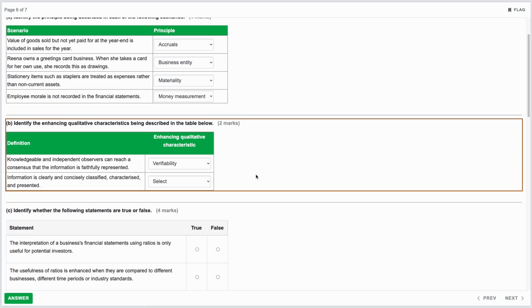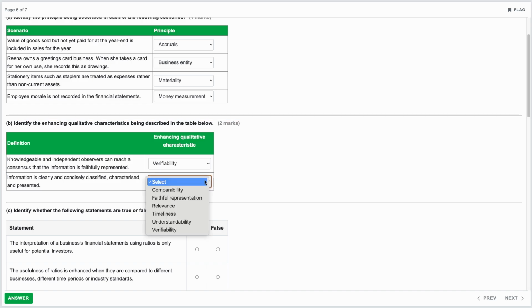And then the second one, information is clearly and concisely classified, characterized and presented. So I think this one's probably a little bit more obvious. This one would relate to understandability. So this is making sure that everything within our accounts is made as clear as possible. So we're not purposely trying to hide anything or make anything overcomplicated.